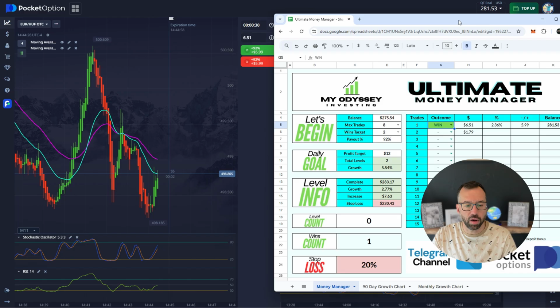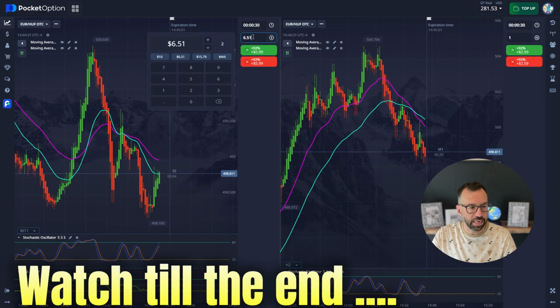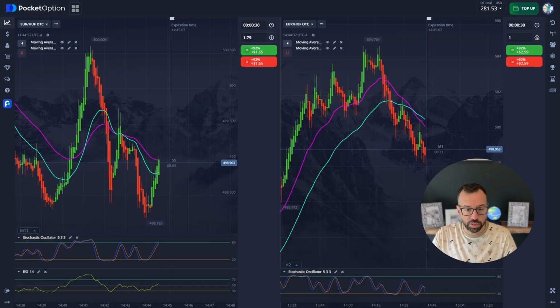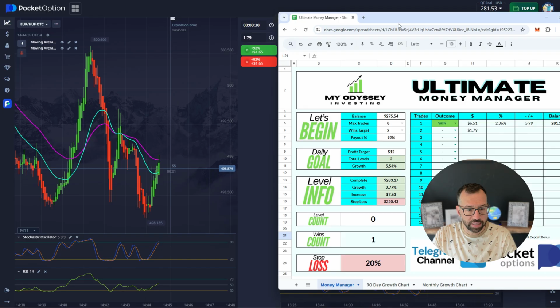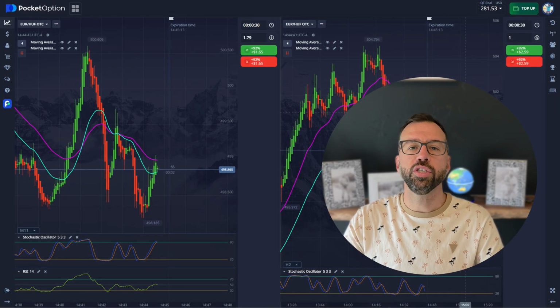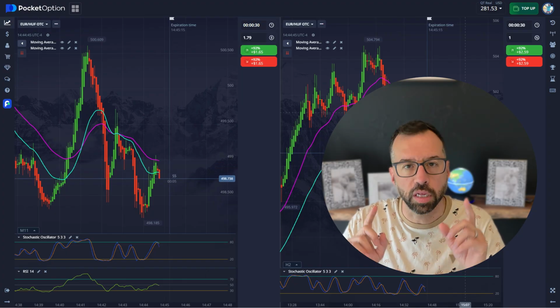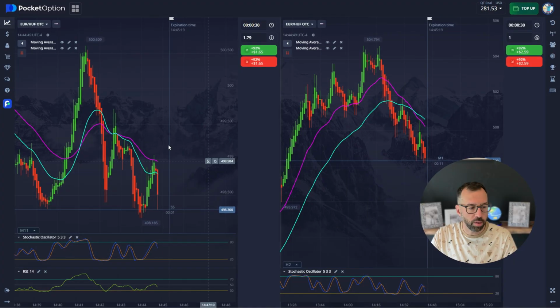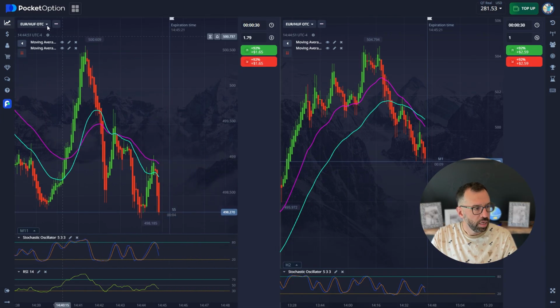What do you do now? I'm going to enter 1.79 into this right here, 1.79. And what that is going to do is give us our next trading amount. What's great about the Ultimate Money Manager is that you do not have to worry about the dollars. All you need to worry about is the chart. So where are we? Let's get going here. What are we doing here?